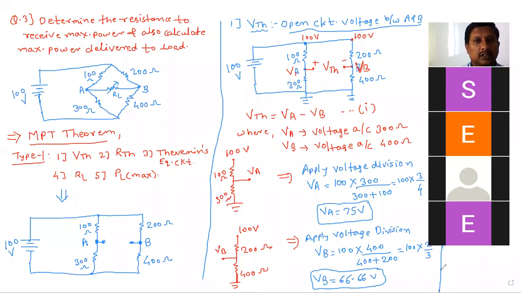Now you only have to take the subtraction. So put VA and VB in equation number 1. So you can get, we can directly take 75 minus 66.66, which is 8.34. So this is the VTH, 8.34.